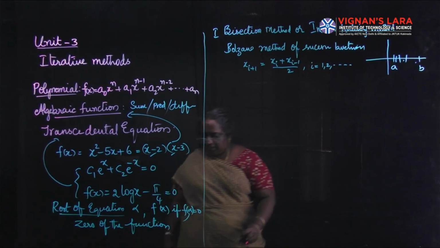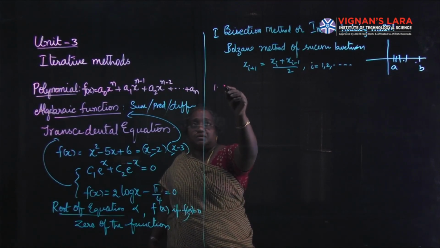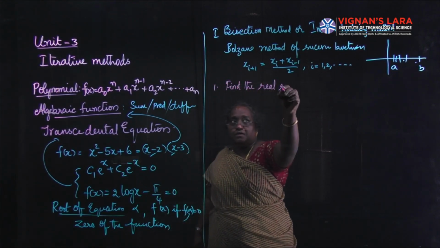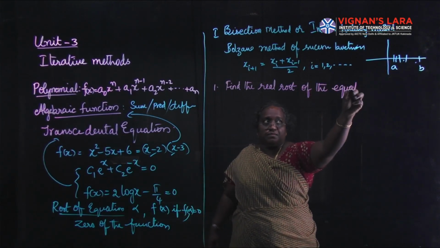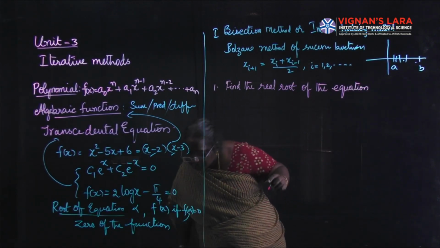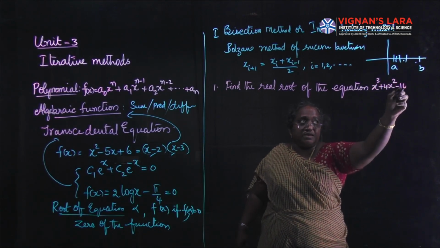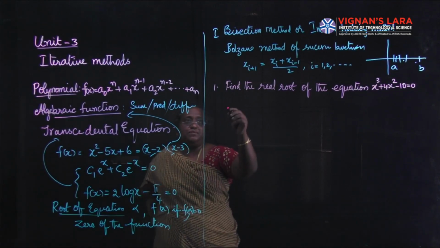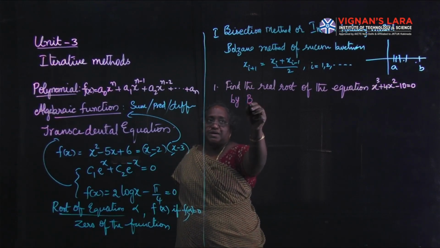Now let us see a problem. Find the real root of the equation x cube plus 4x square minus 10 is equal to 0 by the bisection method. Here they will clearly mention the method which you have to apply, by bisection method.